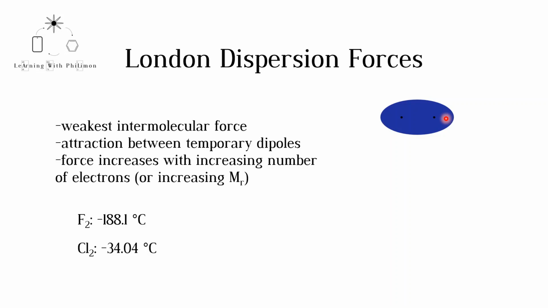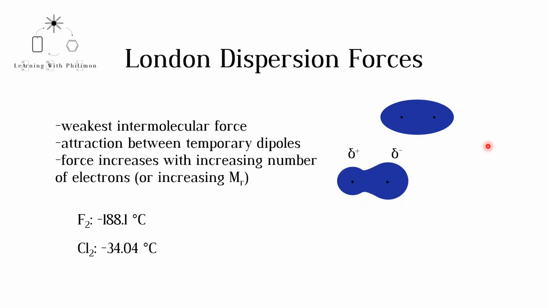Temporarily, both electrons may be on one side of the molecule. This creates a dipole, meaning that one side of the molecule is slightly negatively charged, as seen by the larger electron cloud and the delta minus, and one side is slightly positively charged, as denoted by the delta plus.